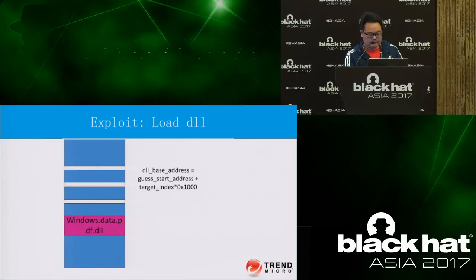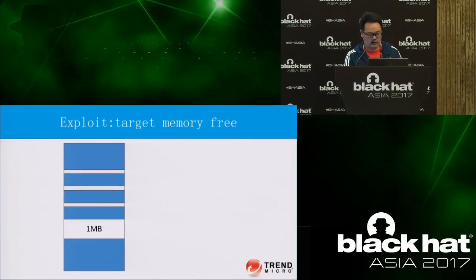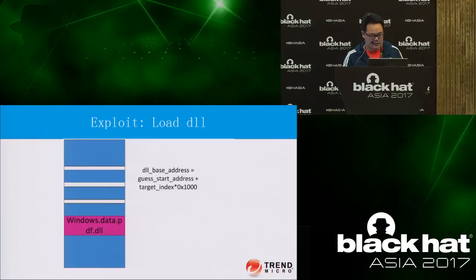target module. Okay, because only this virtual address space can support the allocation, we will allocate the memory at this place. And then we can use this reference to calculate the DLL base address. The DLL base is the start address at the target index plus 1000.